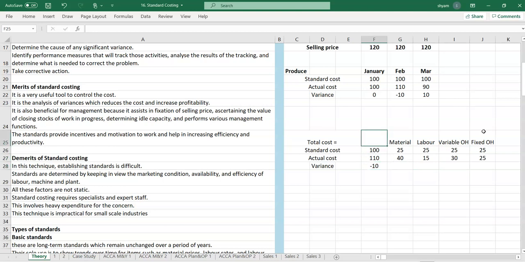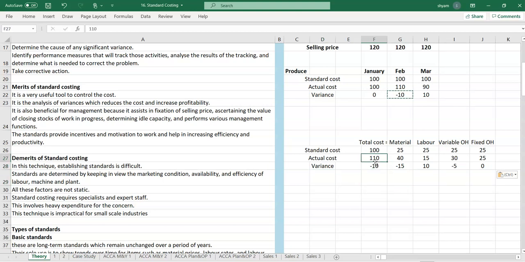Now we can easily find out where the variances are occurring. In terms of material, there is a 15 negative variance. In labor there is a 10 positive variance. In variable overhead there is a 5 negative variance, and in fixed overhead there is no variance at all. It's the same. So this table gives a much better picture to the company to take actions.